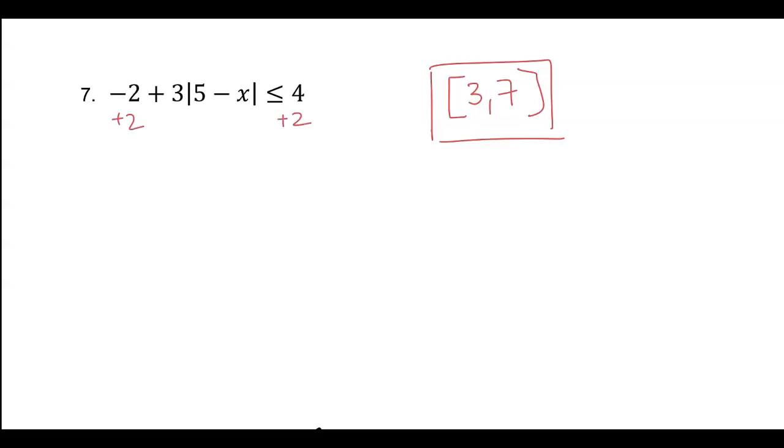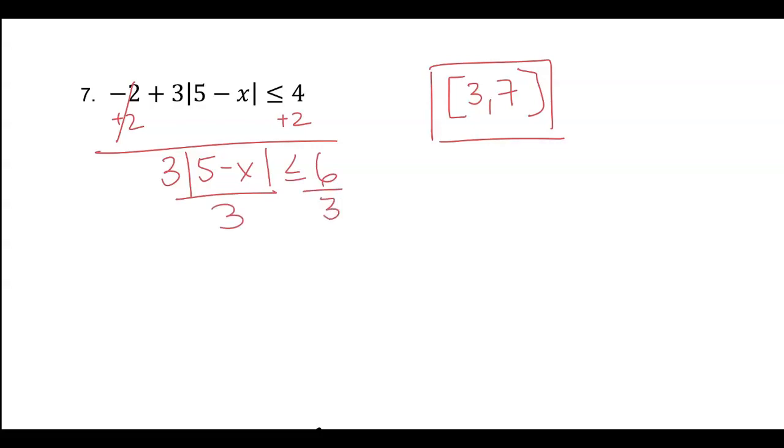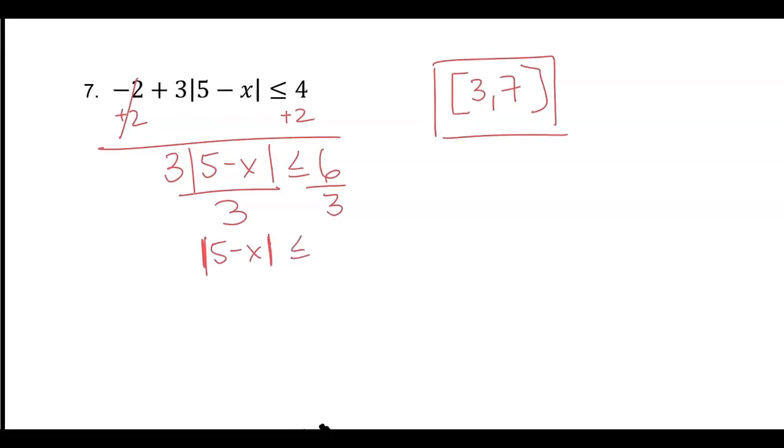So the first thing you should have done was added 2. We're going to have 3 times the absolute value of 5 minus x is going to be less than or equal to 6. I'm going to divide both sides by 3. So we will have the absolute value of 5 minus x, I'm going to make this a darker absolute value, is less than or equal to, not 3, but 2.